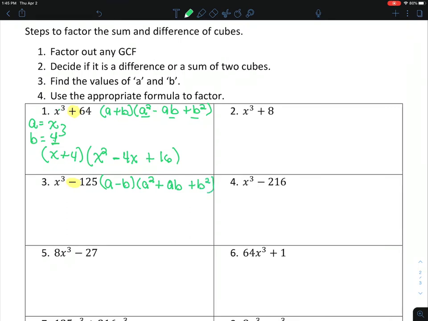Okay? So now, I need to decide. Well, first of all, there was no GCF. I decided it was a difference of 2 cubes. And now I have to find A. Well, A is very similar to the one we just did.